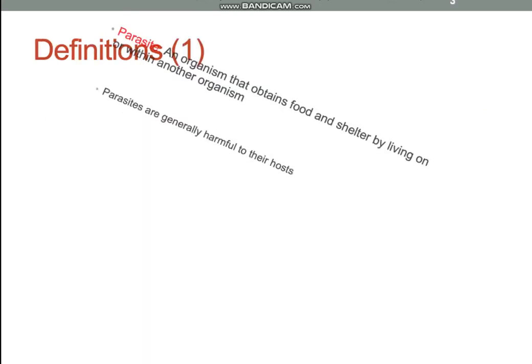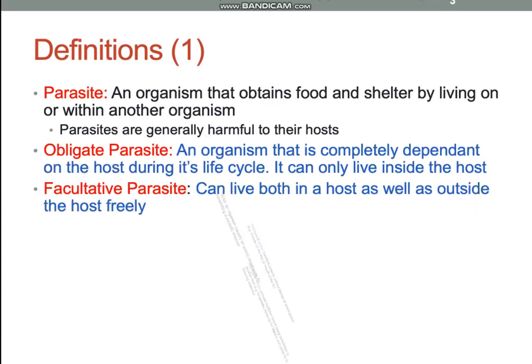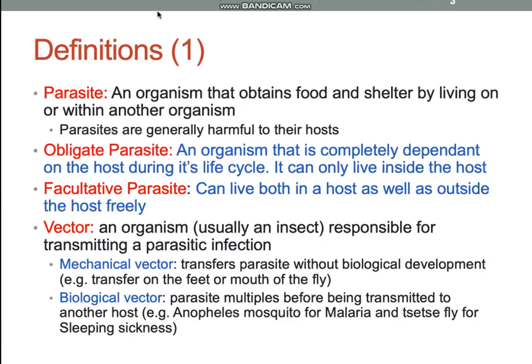Okay, we'll start with the basic definitions of concepts in parasites. So as I said, perhaps most of you already know that a parasite means any organism that obtains nutrition and shelter by living on or within another organism. So it does not mostly live on its own, it needs some other host, the place that provides food and shelter, for example human bodies or animals or birds. All of these are considered to be a host for the parasites.